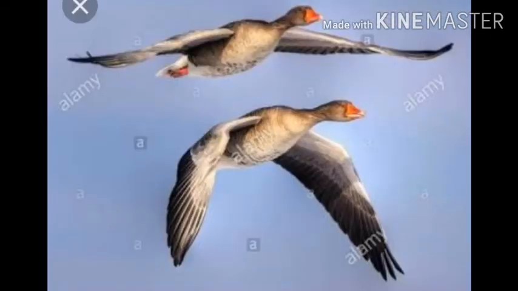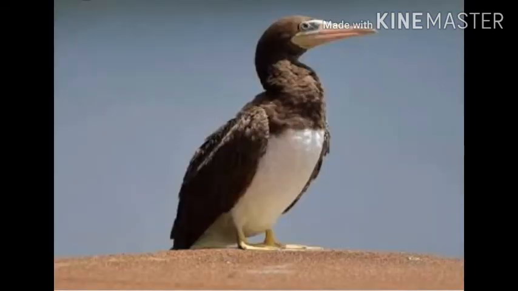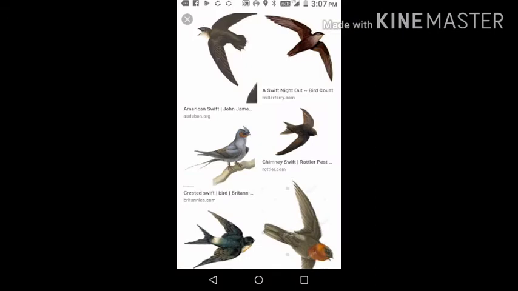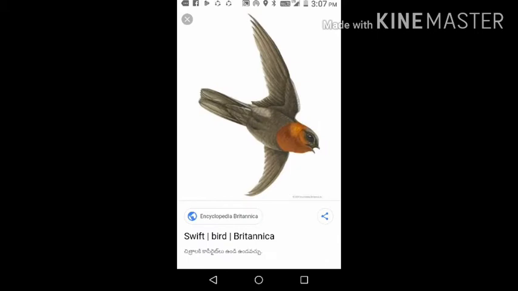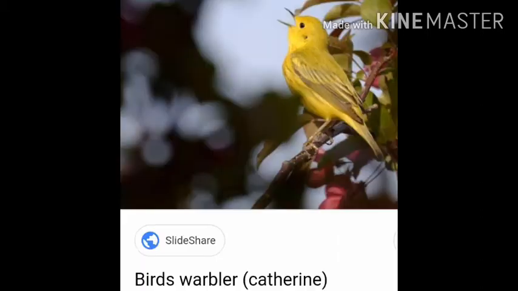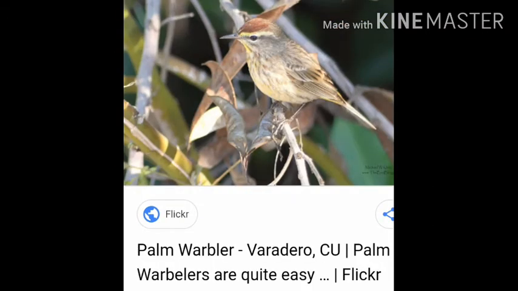Next, partial migration. In such cases, not all the birds of a group of migratory birds leave the native land. Some birds may undergo migration and some remain in the same native place. This type of migration is called partial migration. Generally, bluebirds and blue jays of Canada and the northern United States are examples of partial migrants.